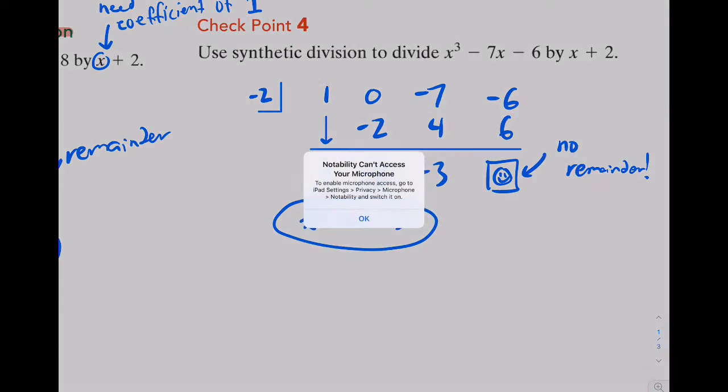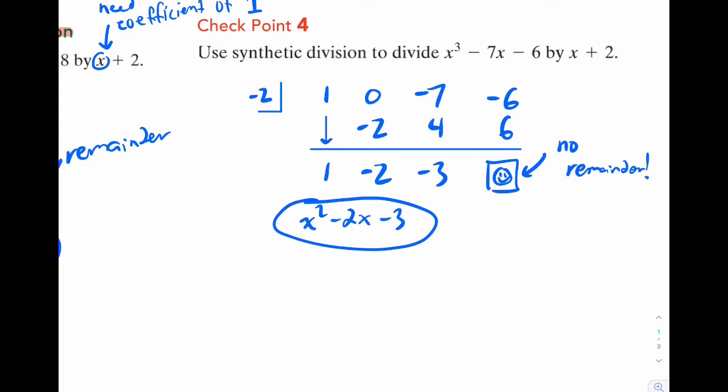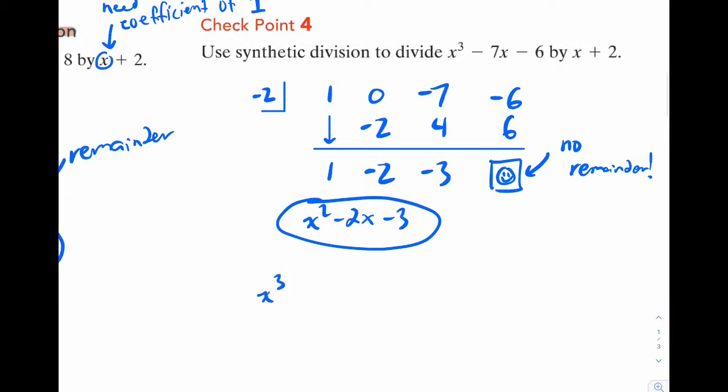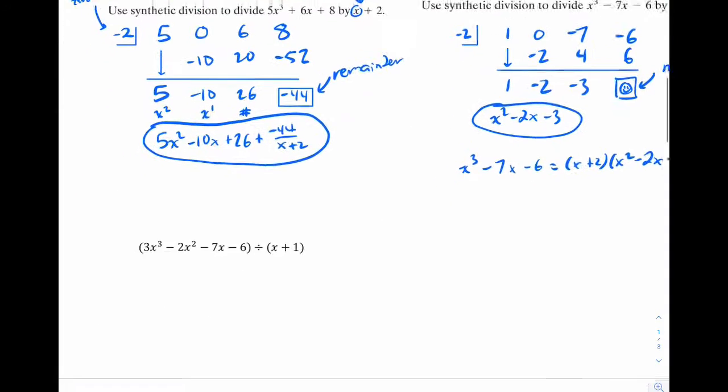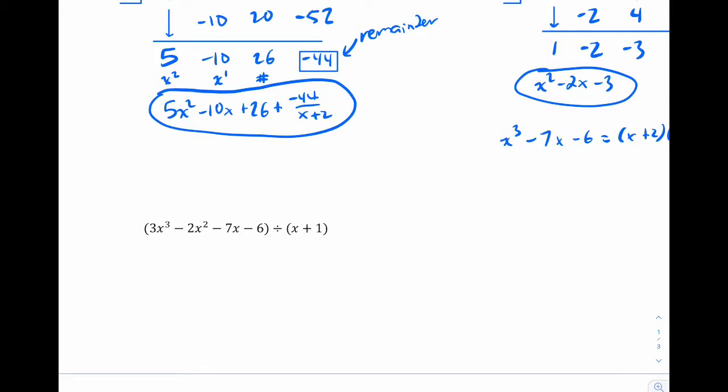And if the remainder is 0, that's actually interesting, because that would mean we just found that x cubed minus 7x minus 6 is equal to x plus 2 multiplied by x squared minus 2x minus 3. Which means if we know this method right here, synthetic division, you kind of have a way to factor things now. Because notice how we just figured out this thing factors to this right here. So that's pretty cool. We'll do one more example to make sure you got it down.